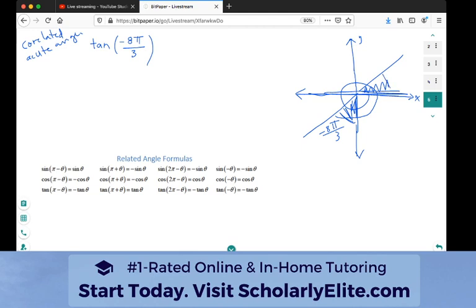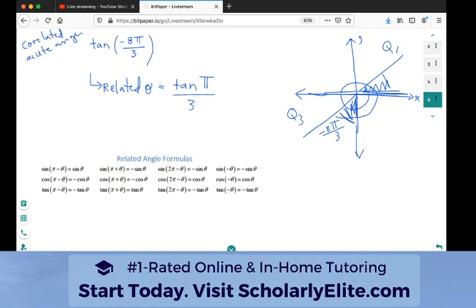Now, the related angle is positive tan pi by 3, because in this part we know that tan is positive, and in this part we know that tan is positive. So in Q1 tan is positive, and in Q3 tan is positive. So that's why it's related. And we try to always use the Q1 angle as our related acute angle.